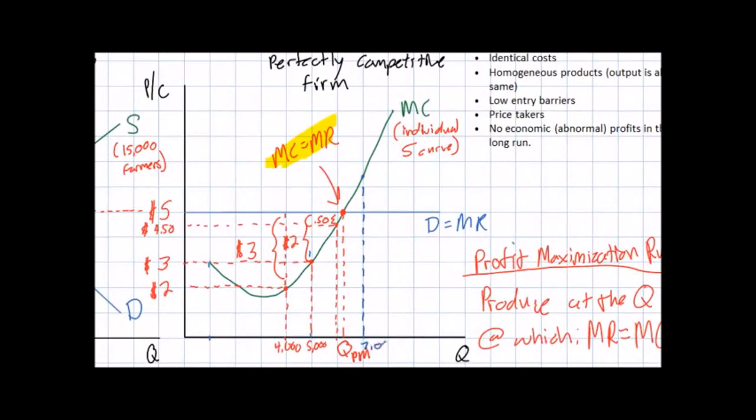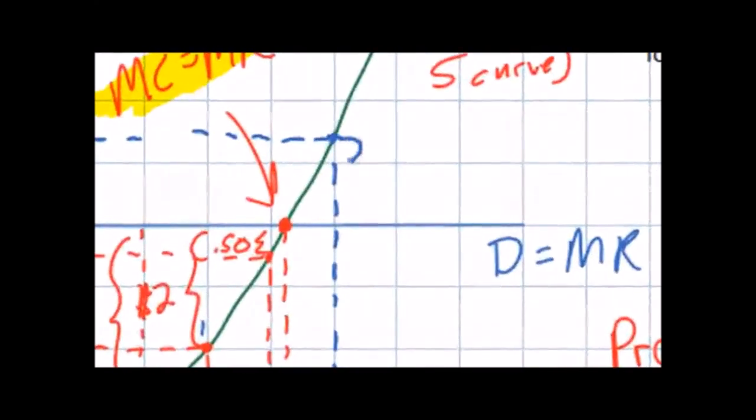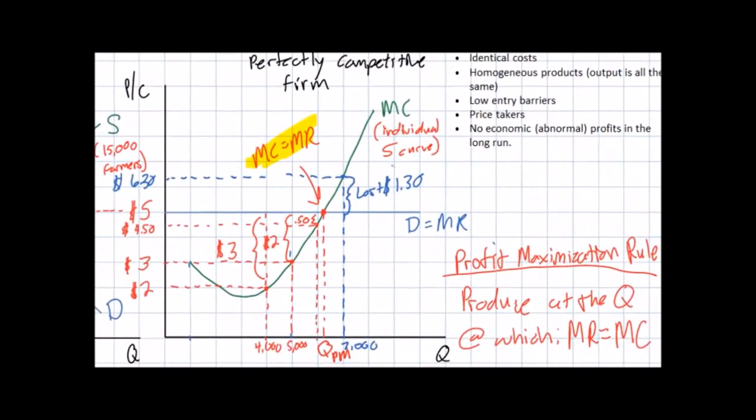At 7,000 liters, the marginal cost, the cost of the last liter produced, is greater than the revenue earned from the sale of the last liter. In fact, it's around $6.30. This indicates that on the margin, this firm lost $1.30. For that last liter produced, that 7,000th liter, the marginal cost of $6.30 exceeded the marginal revenue of $5 by $1.30. This was a bad decision.